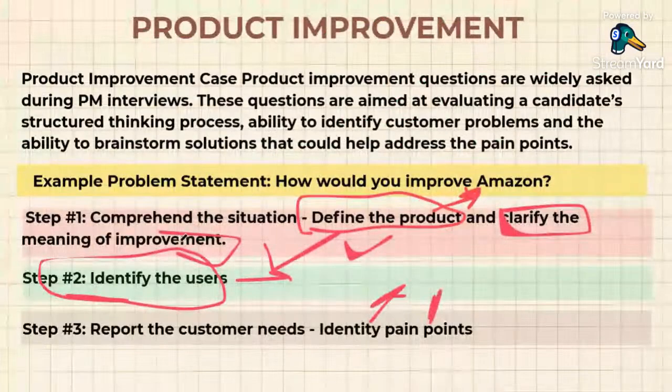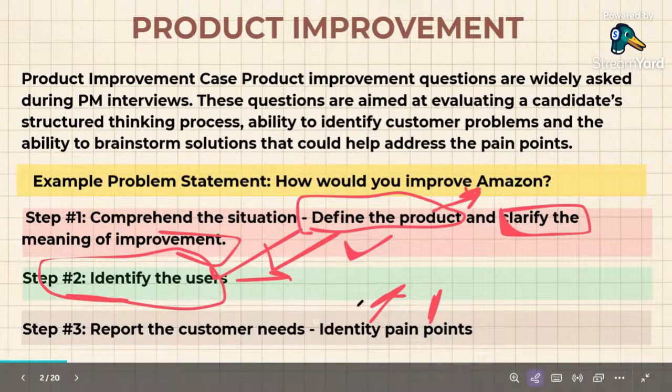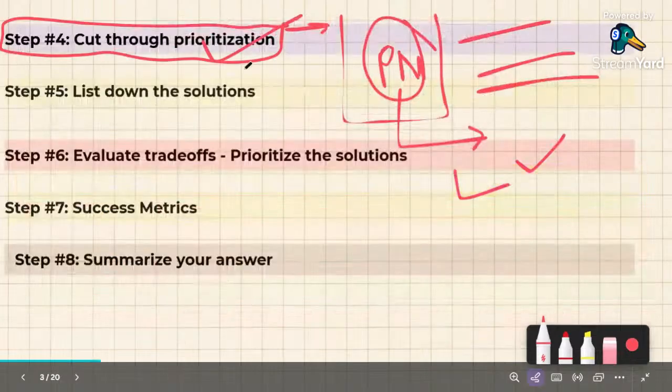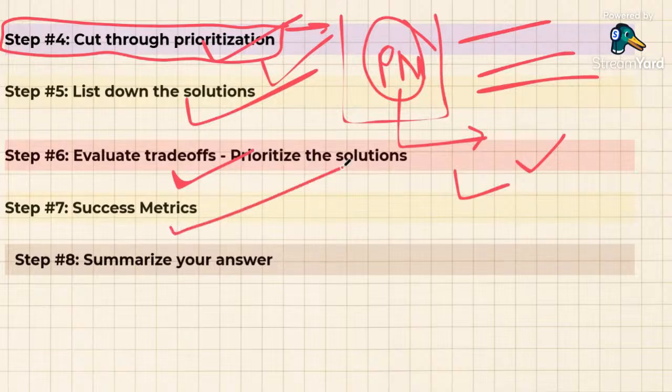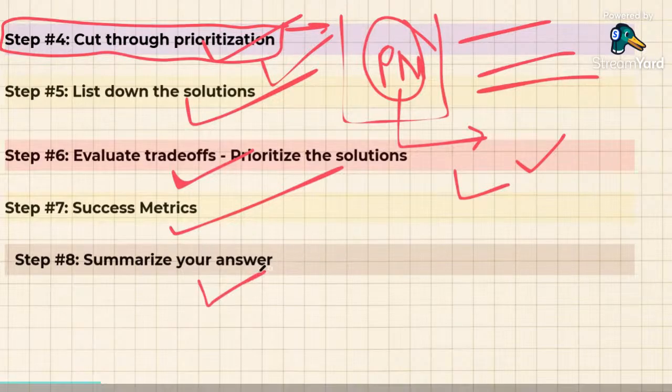So the very first thing to do is identify the consumer. What are their pain points? And out of those pain points, which exactly will we work upon? Then once we get the pain point, we will use our brain and list out some solutions. And then we will evaluate the trade-offs associated with the solutions that we will be recommending, and then the success metrics associated with it. And then we will summarize all our findings at the end.